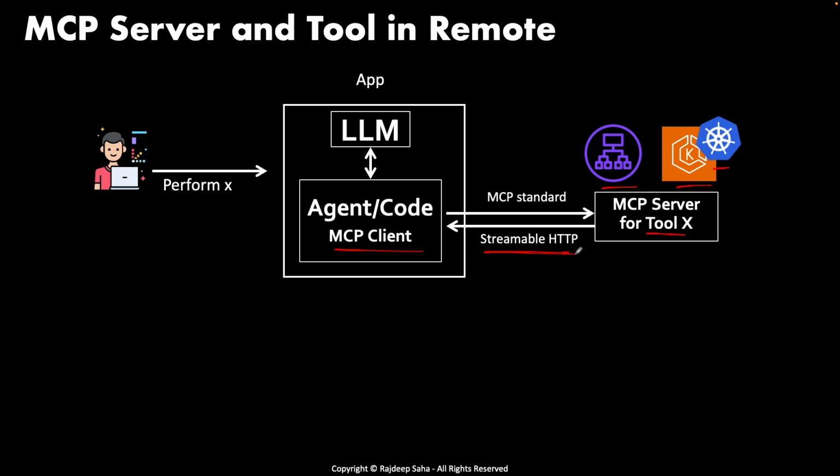So I know with GenAI, everything is like freaking fancy, right? Like we don't call it plain English, we call it natural language. Similarly, what the heck is streamable HTTP? So let me try to explain real quick.